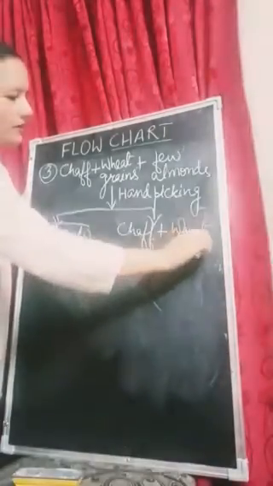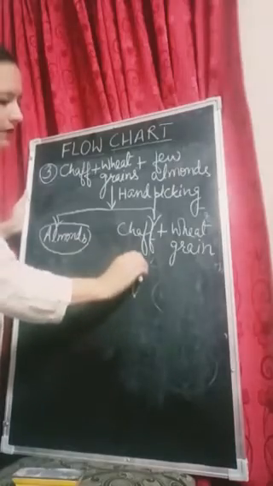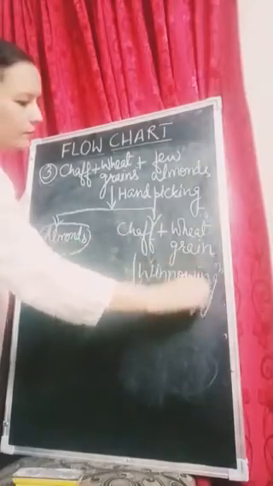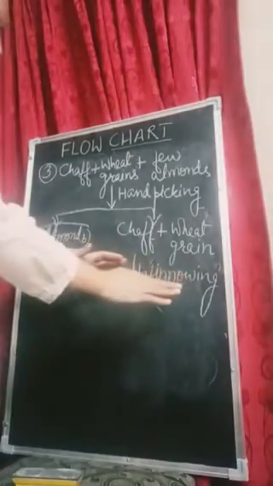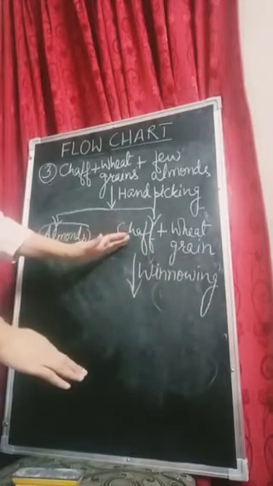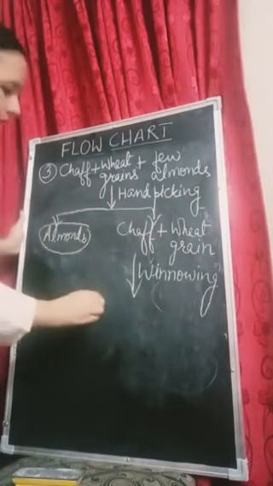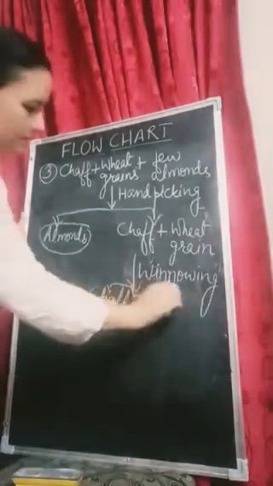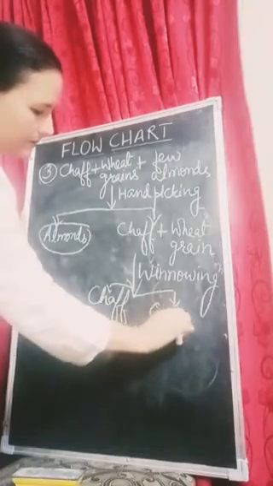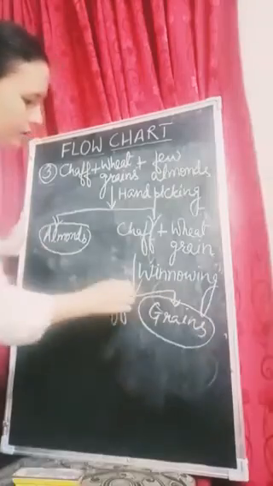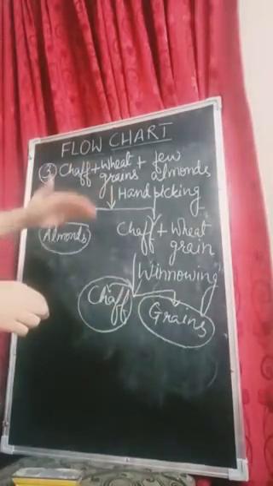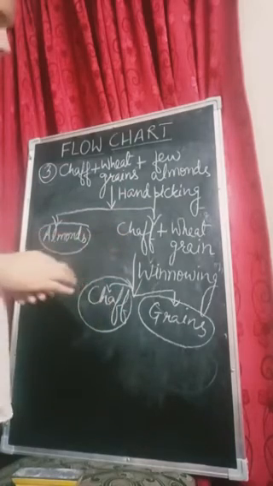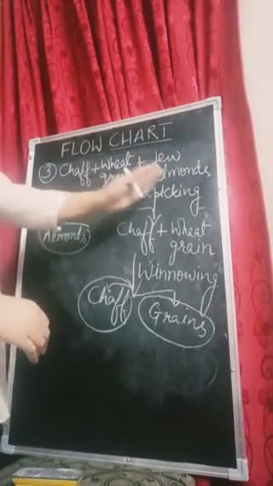So the method that is to be used here is winnowing. That is, we'll take the help of the blowing wind. Wind will take away the chaff, and wheat grains are left behind. So I'll get chaff plus grains separated. Okay, so this is also done. So we have to go step by step so that everything is separated and in proper order. So this is the flow chart for chaff, wheat grains and almonds.